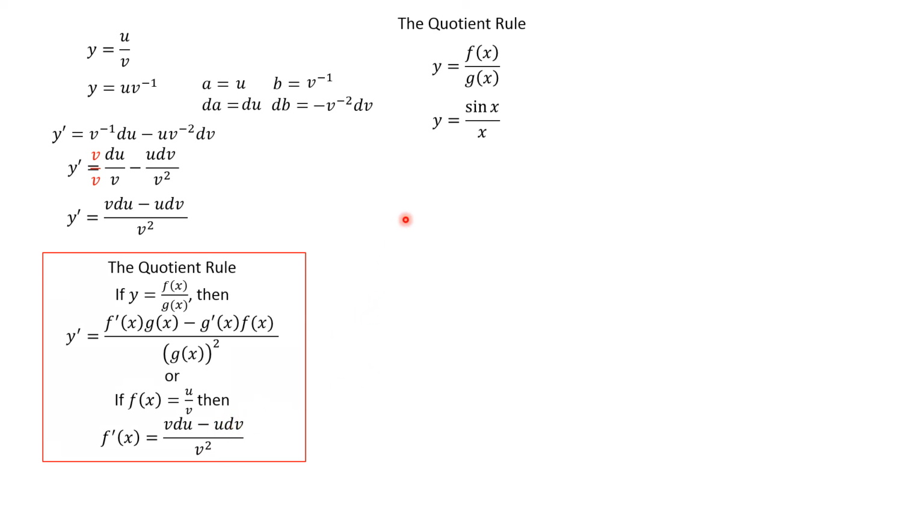Anyway, let's look at the one we have, sine of x over x. So we need our u's and v's. U is the numerator, sine x. V is the denominator, x. The derivative of sine of x is cosine x. The derivative of x is 1. Now we're going to multiply cosine x times x and 1 times sine x. And so cosine x times x minus 1 times sine x over x squared, the denominator squared. And that's it. That's quotient rule.